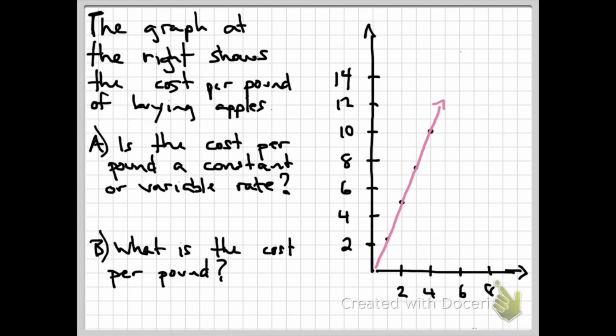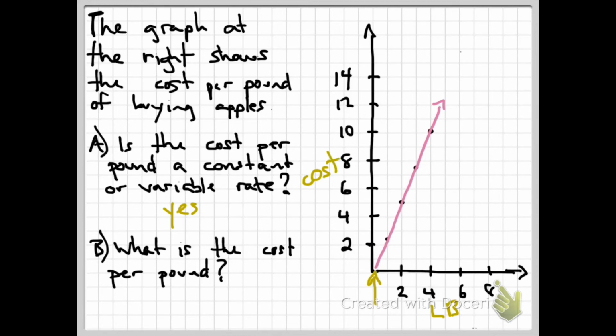All right, so we're going to take a look at this graph here, and it says the graph at the right shows the cost per pound of buying apples. So the first part asks, is the cost per pound a constant or variable rate? Well, in order for it to be a constant rate, we know that it has to cross through 0. And if we look, it does cross through 0, so that's the easy part, that's a yes. And then what we want to do is find out what the cost is per pound. So this actually should be labeled pounds, and then this is going to be the cost here.